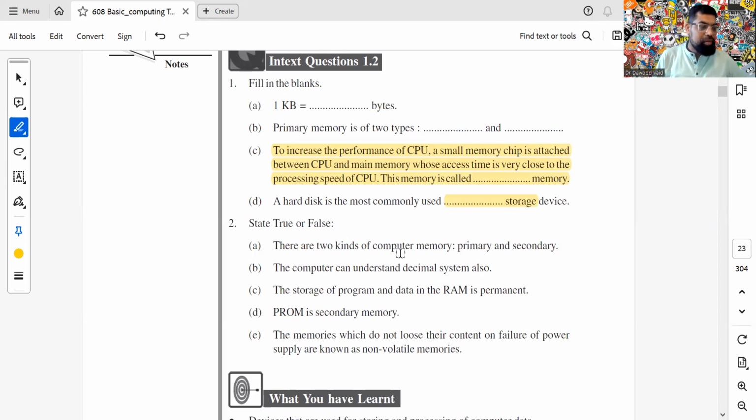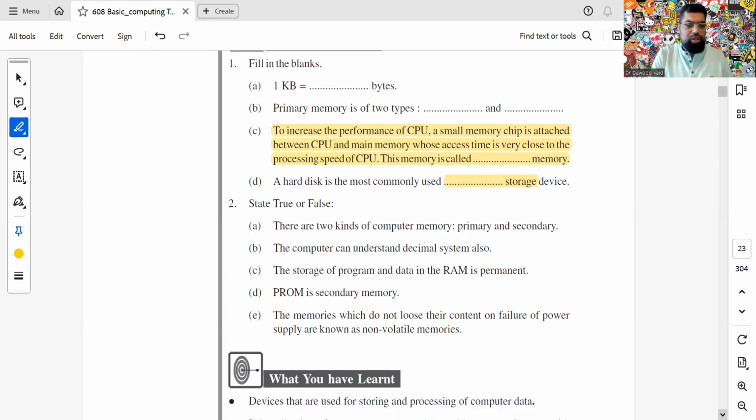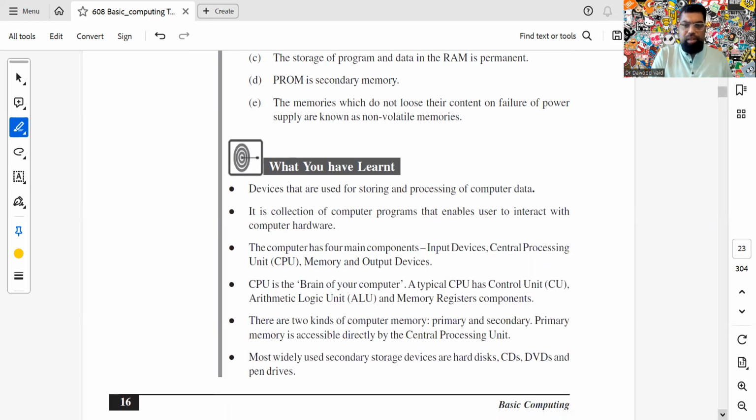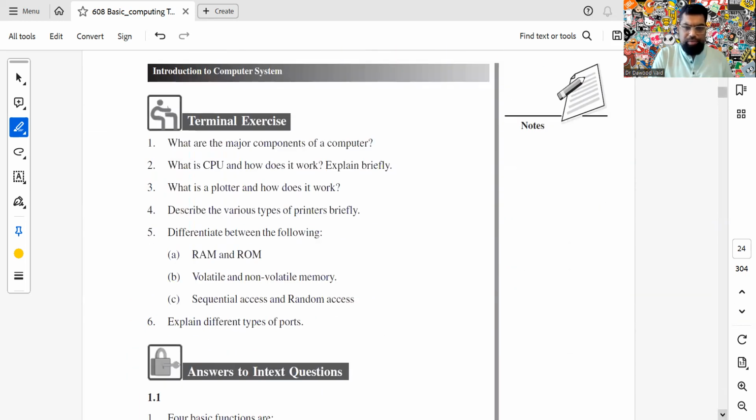PROM is secondary memory. Yes, PROM is secondary memory. Yes, true. Programmable read-only memory. And memories that do not lose their content on failure of power are non-volatile. Yes, right? So it's all the files that you've got. Hopefully, we can also go through some of the in-text questions. You have learned a lot of things in computer. Remember the three things I told you. I'll send pictures of this.